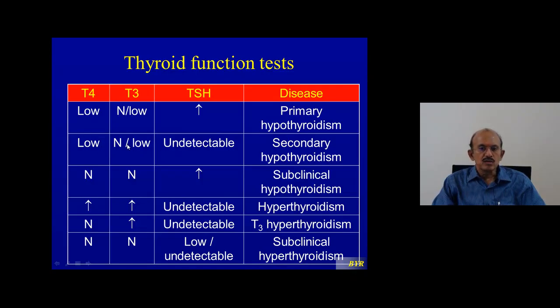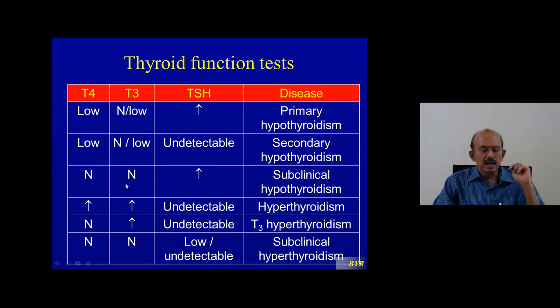T4, T3 low, and TSH also is low. This is called secondary hypothyroidism. That means the T3 and T4 are low here because TSH is not being secreted. So there is some anterior pituitary problem causing hypothyroidism. So this is secondary to pituitary problem, so we call this secondary hypothyroidism.